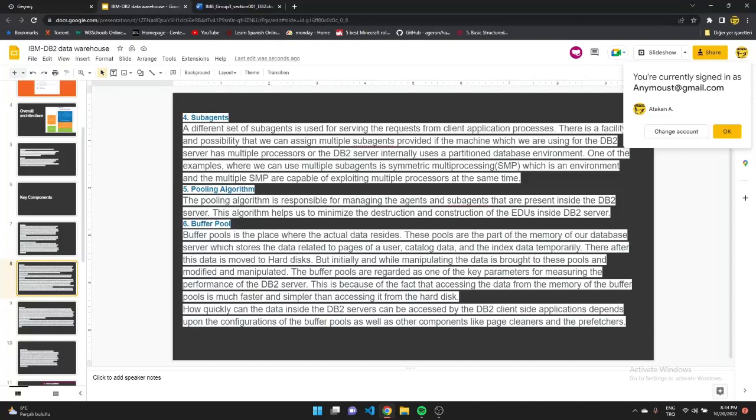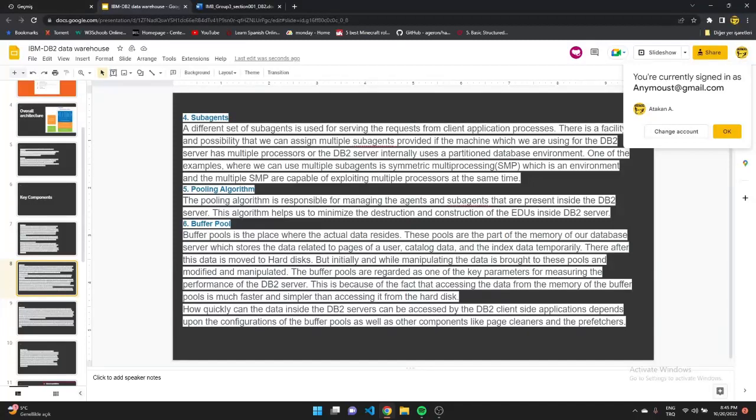The buffer pool is the place where actual data resides. Those pools are the part of the memory of our database server which stores the data related to the pages of user, catalog, and index data temporarily. Thereafter, this data is moved to hard disks, but initially, while manipulating data, it's brought to these pools and modified and manipulated, which makes sense because these are probably RAM, and it's much faster to process them here. And again, that's why it's probably called a buffer.